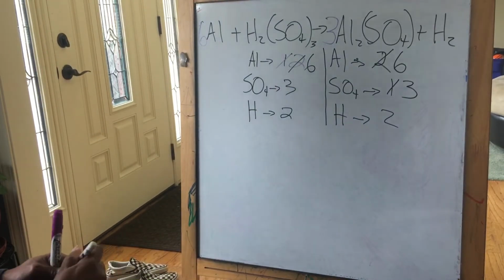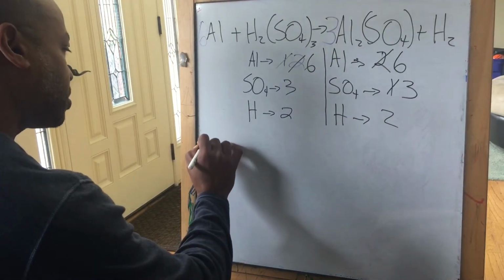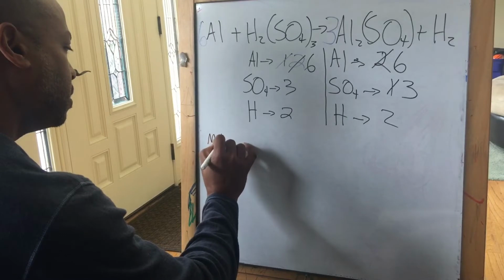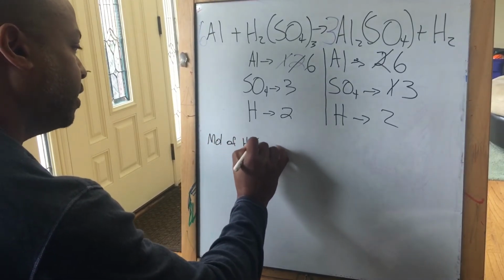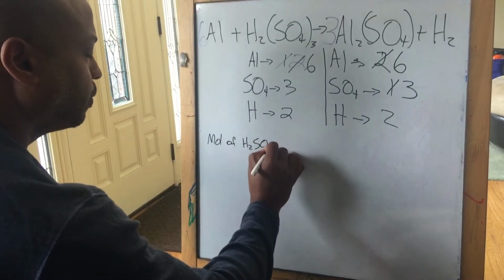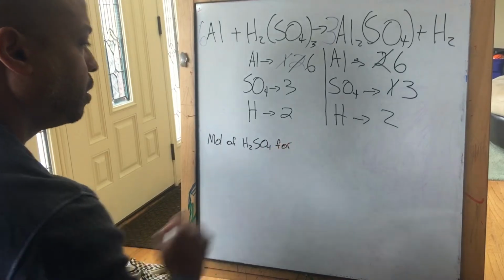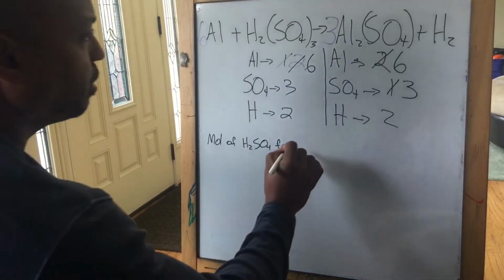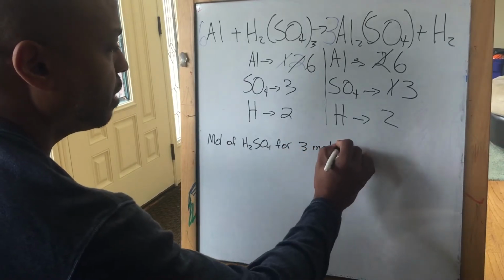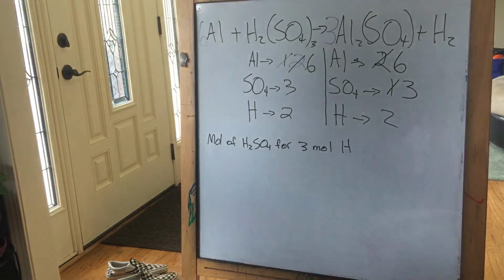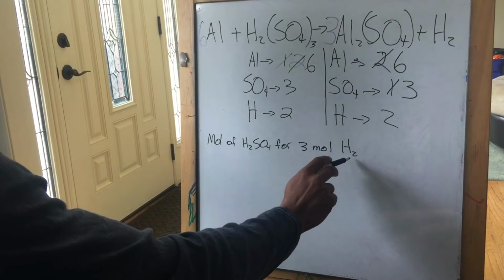Now that we have it balanced, let's ask a question. How many moles of hydrogen sulfate would be needed for 3 moles of hydrogen? And we're looking at the diatomic molecule over here. So you need to add the 2.